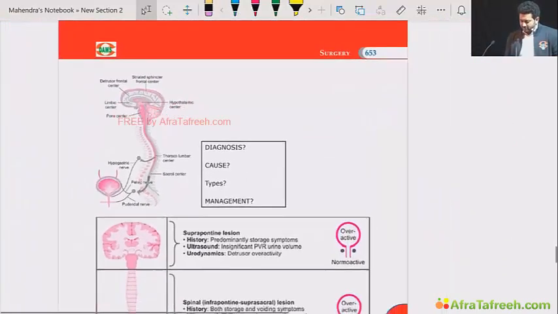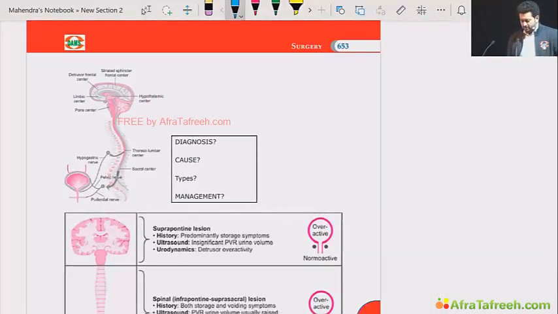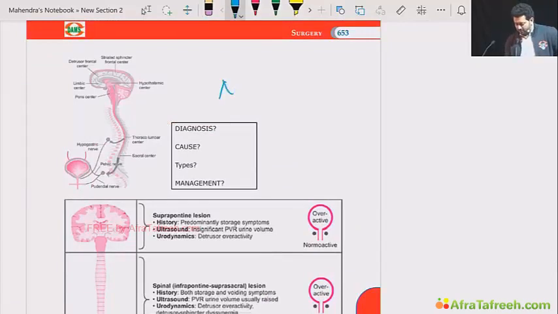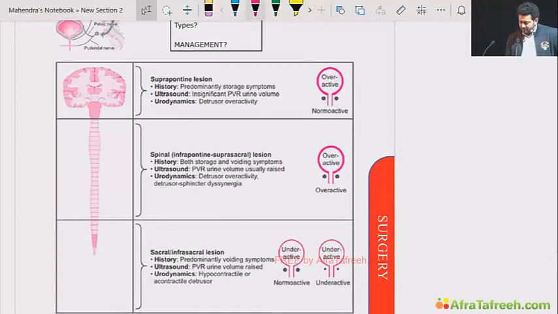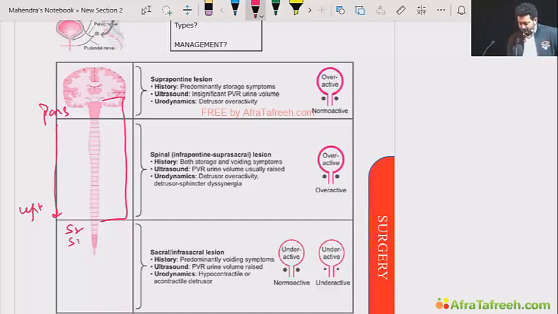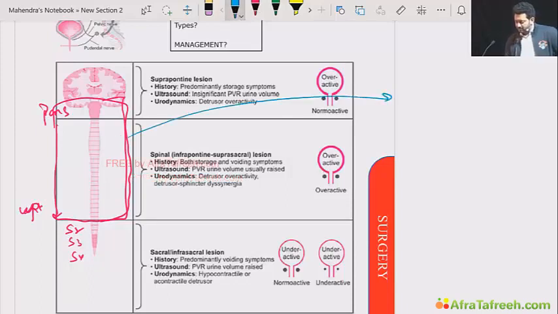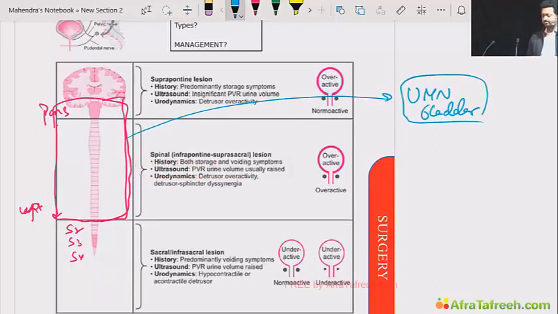Okay, so the next topic is, although a complicated topic, I'll just tell you in an easy way. This is about neurogenic bladder. So in neurogenic bladder, remember, if the injury occurs in this part, you can say the whole from the pons up to the sacral spinal cord. Suppose this is S2, S3, S4. So if the injury is above S2, S3, S4, you will see something which is known as upper motor neuron bladder.